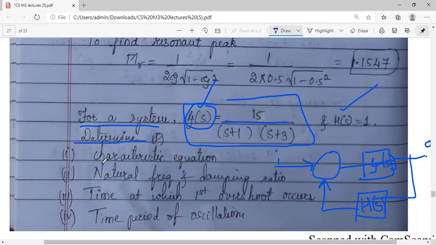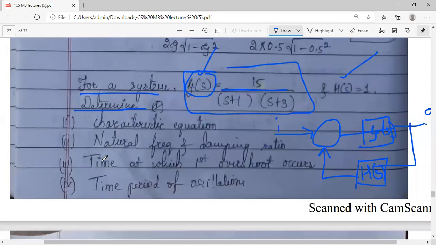You need to determine, see, no doubt the previous session problems we have solved are a similar kind of problem, but the terminologies used in the question are a bit different. So we need to understand the terminologies. Because of that, I have chosen this problem. You can say we need to find the characteristic equation.